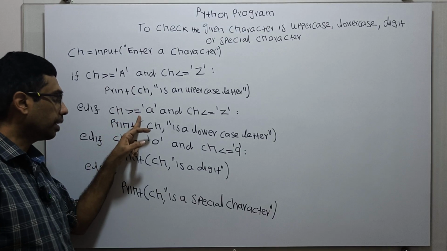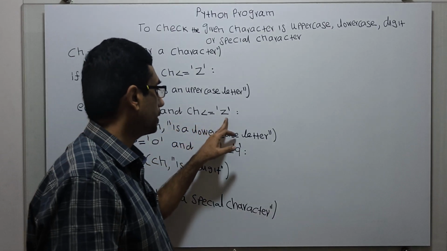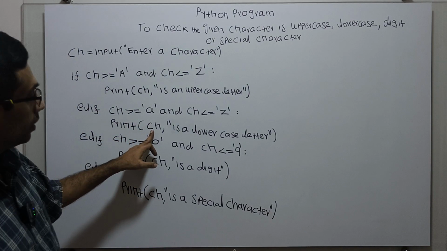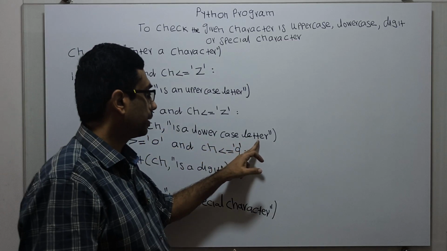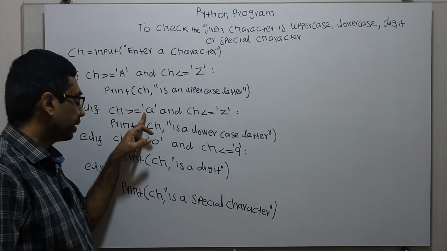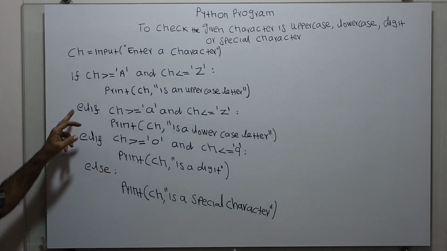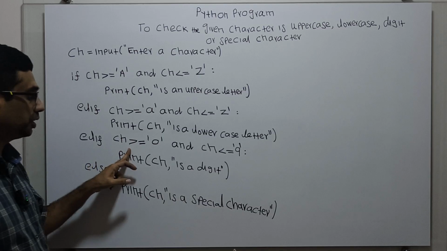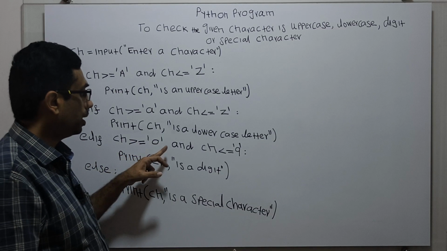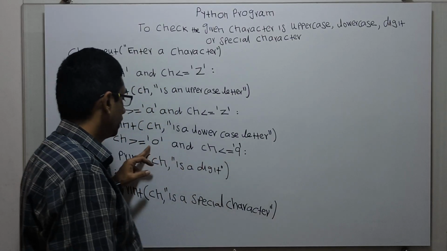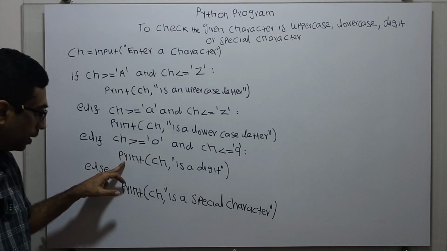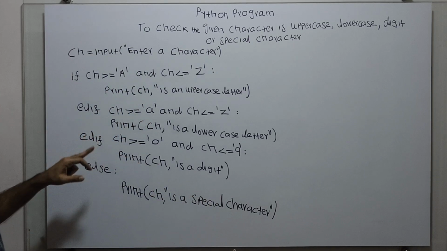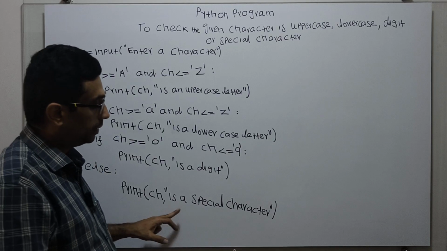If ch is greater than or equal to a and ch is less than or equal to z, then this condition is true. It will print ch, the value of the variable ch is a lowercase letter because it is in the range of capital A to capital Z. If this elif is also false, the control will come to the next elif statement and check the condition. If ch is greater than or equal to 0 and ch is less than or equal to 9, if it is in this range, it will print ch is a digit. If this is also false, the control will come to the else statement and print ch is a special character.